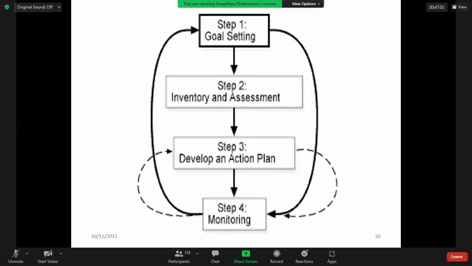So in the next chart or flow diagram, you can get a clear idea. In step 1, we are developing the goals according to our wishes. In step 2, we are assessing our inventory to make sure what things we have and what things we want to borrow or get a loan for from others. Then, according to your goals and the inventory, we are making an action plan.